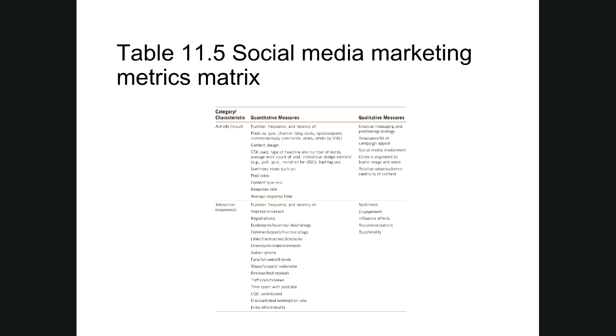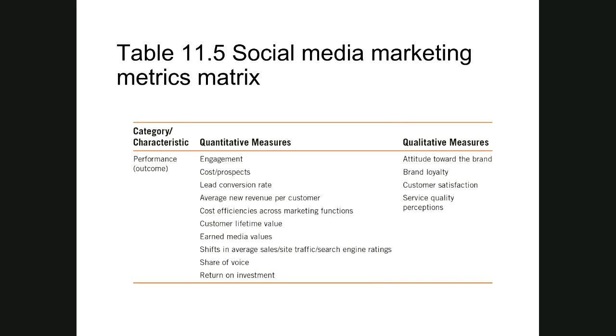So you can see this is another slide that's in the text in chapter 11. They give some measurements. So for activity, number of posts, right? Obviously, interaction, how many people registered for your newsletter or your website? How many visits did you get? How many views did your post get? Those would be good interaction metrics. And then performance, pretty easy. How many leads did you convert?